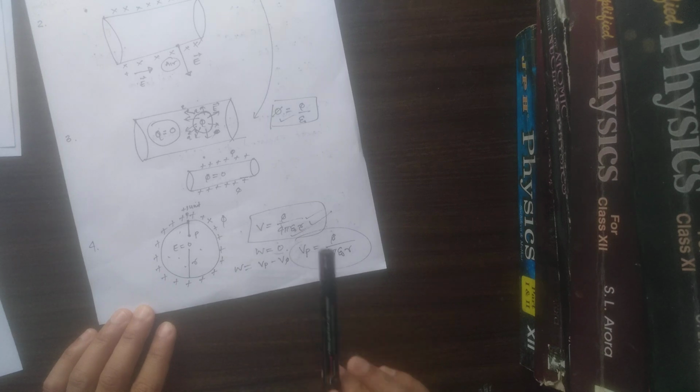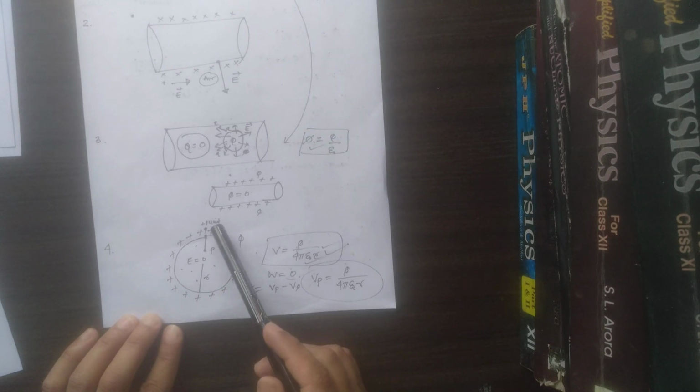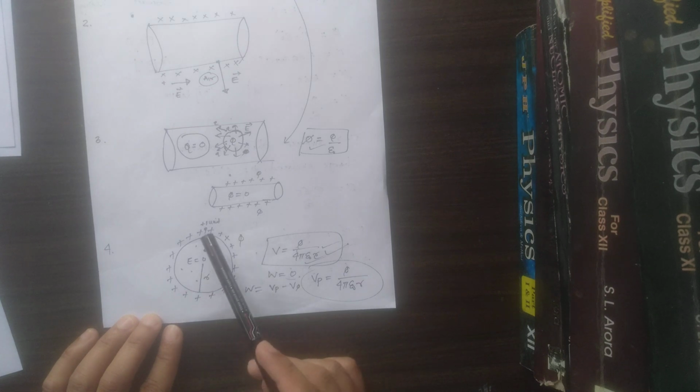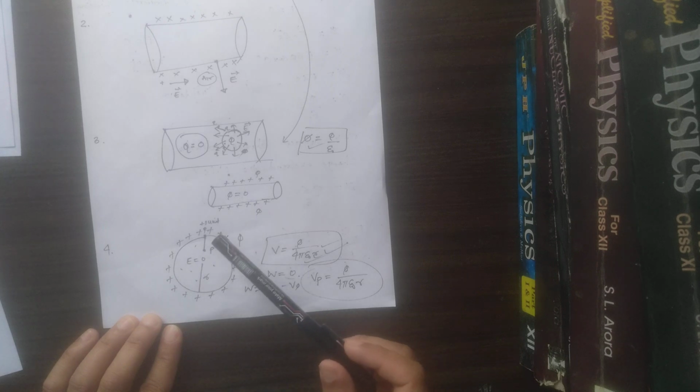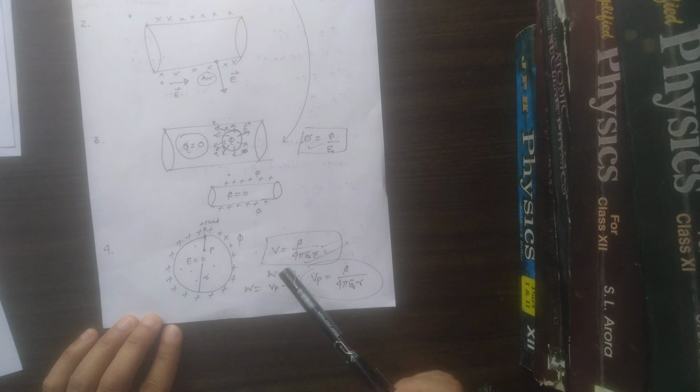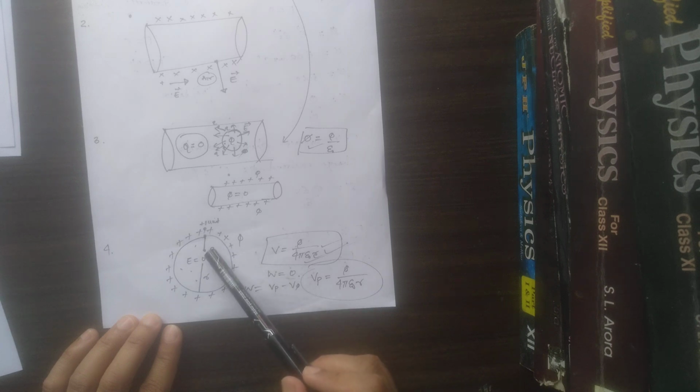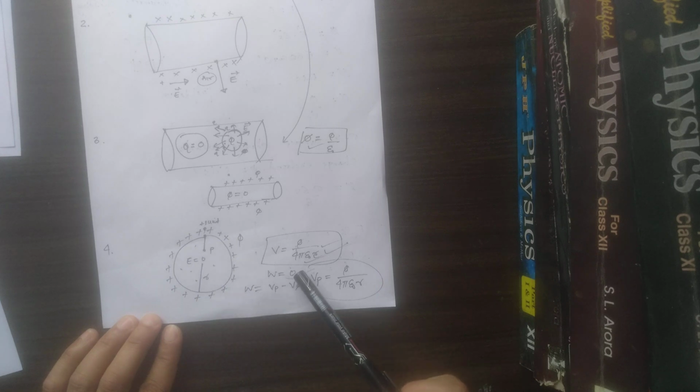Now, if you were to bring 1 unit positive charge from the surface to any point inside the conductor, then your work will be 0. Why will your work be 0? Because inside the conductor there is no electric field. Therefore you will do work without any influence of the electric field, so your work must be 0.